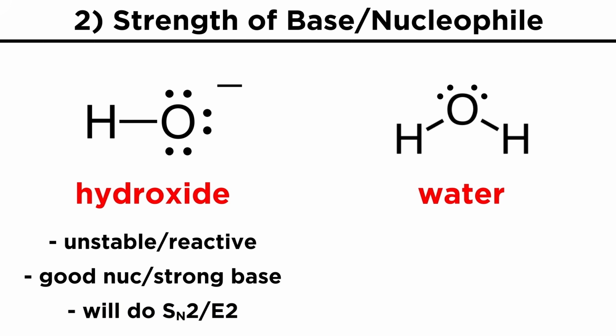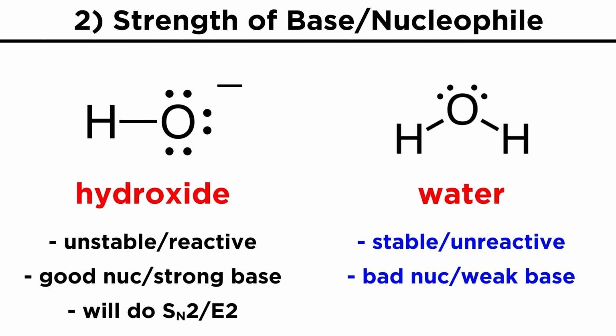Conversely, the conjugate acid of hydroxide, water, is not very basic. It is a weak base and a poor nucleophile. It is stable and not reactive enough to do SN2 or E2 in the presence of a substrate, but if a carbocation forms, then it can do SN1 or E1. So in either case, we can disregard 2 of the mechanisms based on strength.